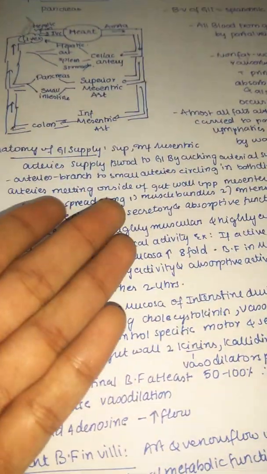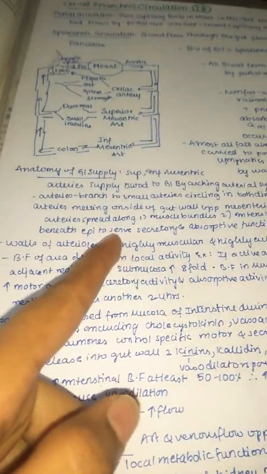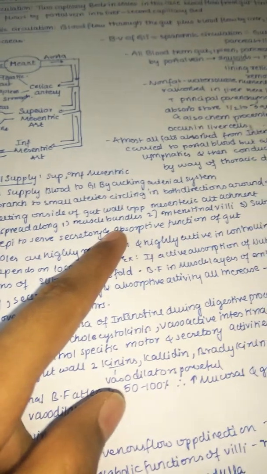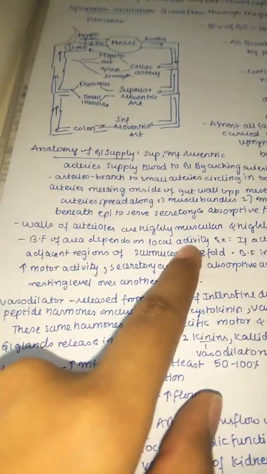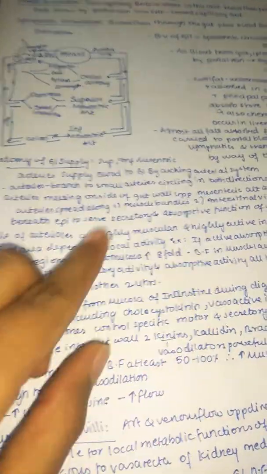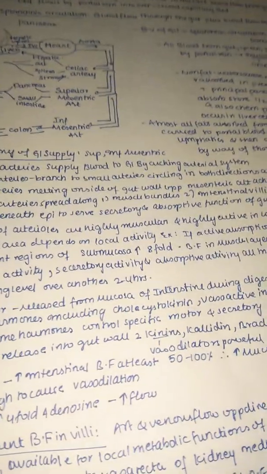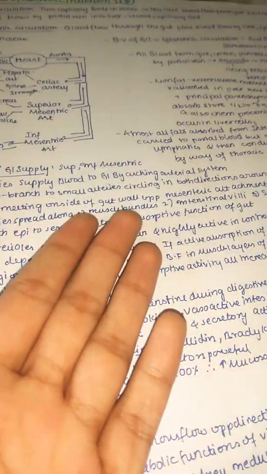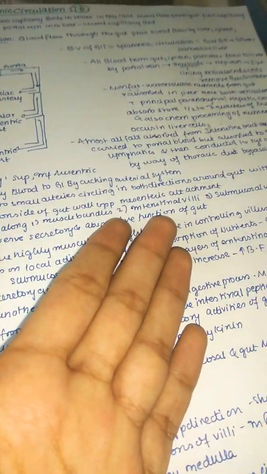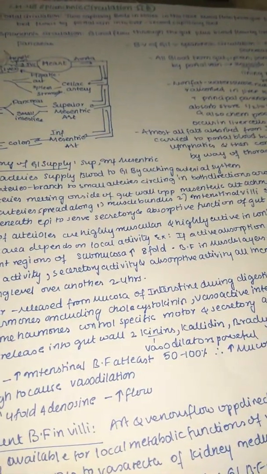The arteries branch into smaller arteries which circle in both directions around the gut, with the tips of the arteries meeting on the side of the gut wall opposite the mesenteric attachment. The arteries spread along the muscle bundles, the intestinal villi, and the submucosal vessels beneath the epithelium to serve the secretory and absorptive functions of the gut. So you can see every part of the GIT system is involved here: the muscle bundles, the intestinal villi, the submucosal vessels are involved, and why are they all involved?